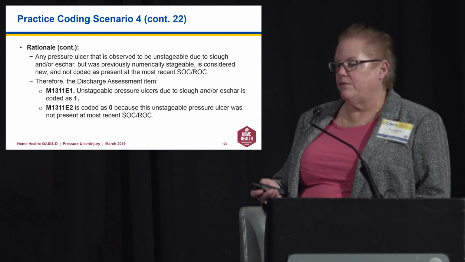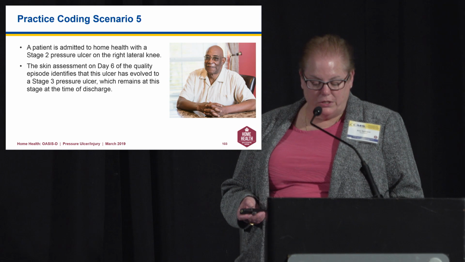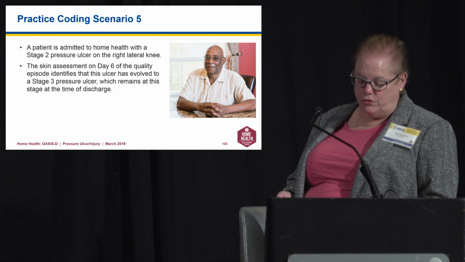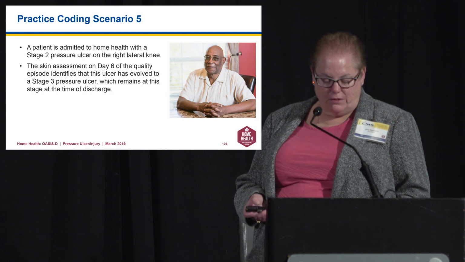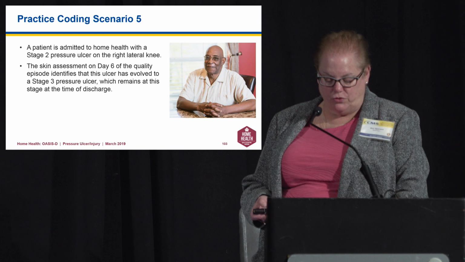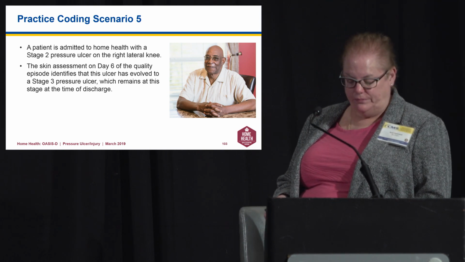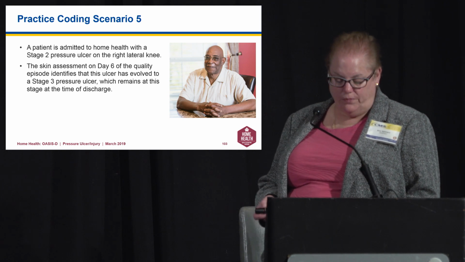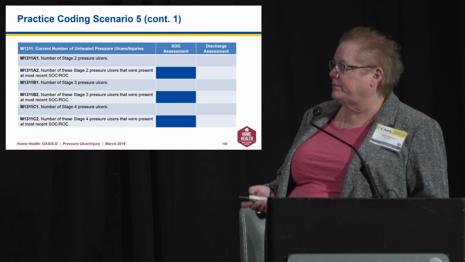All right, you guys did very well with that one. Let's go on to our next coding scenario. So the patient is admitted to home health with a stage 2 pressure ulcer on the right lateral knee. The skin assessment on day 6 of the quality episode identifies that this ulcer has evolved to a stage 3 pressure ulcer, which remains at this stage at the time of discharge. So admitted with a stage 2, day 6 has a stage 3. So let's look at the coding on this.